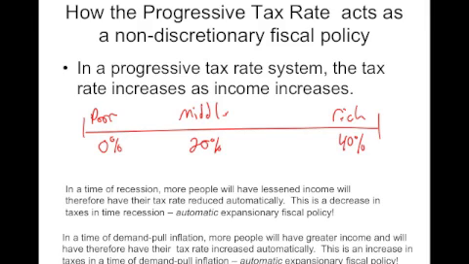If it was discretionary policy, then Congress would have to argue and bicker and fight about reducing taxes to fix the economy. But in an automatic system like this, in a non-discretionary fiscal policy system like the progressive tax rate system, people automatically are moving to lower tax brackets, so they automatically have their taxes reduced. So it's nice. There's no lag time.